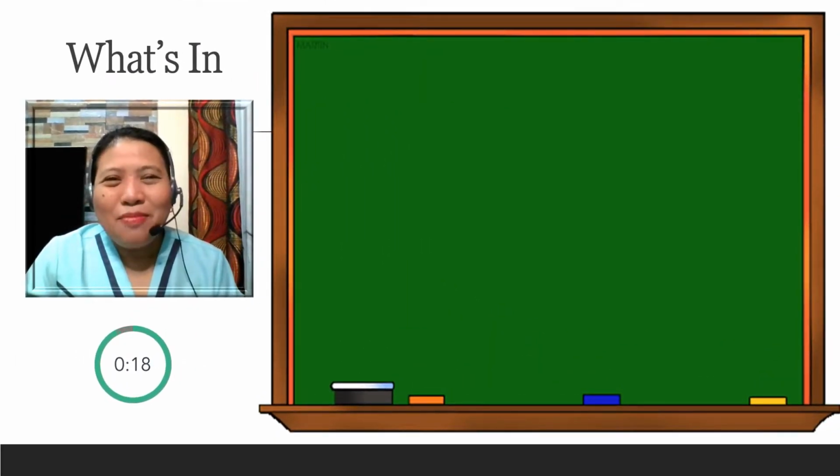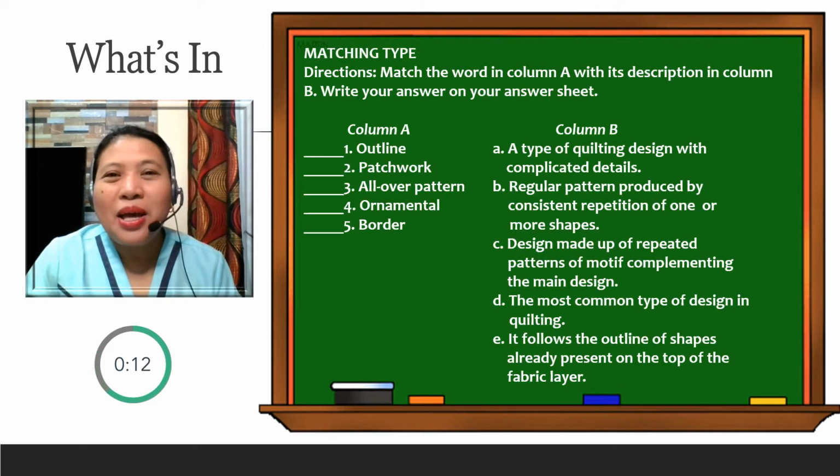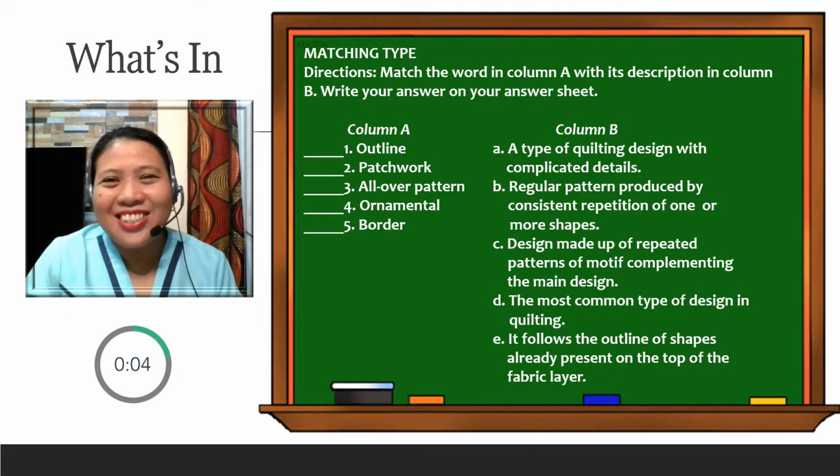What's in? Before we proceed with our lesson, let's refresh your mind by answering this short activity. Match the word in column A with its description in column B. Write only the letter of the correct answer on your answer sheet. I'm going to give you 1 minute to answer these questions, and your timer starts now. Make sure to read the description carefully for you to get the correct answer.